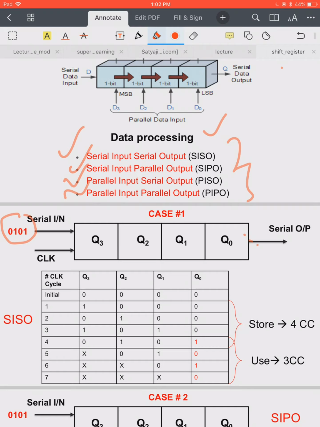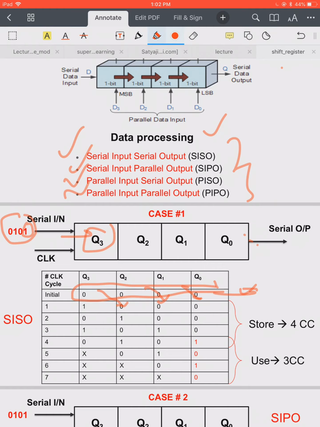First of all, let's assume that initially my flip-flops, my register, is in reset state, so it is in 000 state. It can be in any state, but let's take it initially in reset state. In the first clock pulse, what will happen? This first 1 will be shifted to Q3. And what will happen to Q2? Q2 will become 0, and this 0 will be shifted out, right? Because it is a shifting operation.